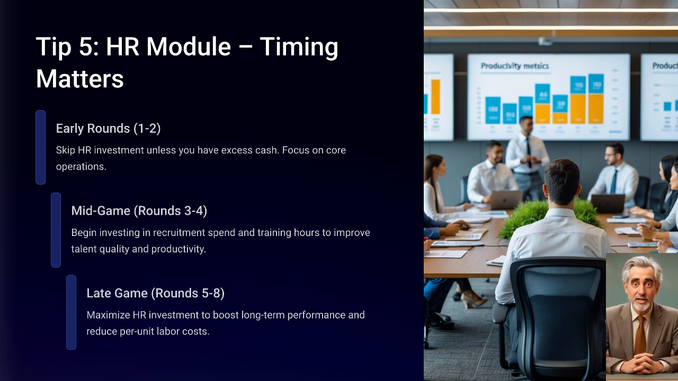Tip 5, HR module. Timing matters in early rounds. Skip HR investment unless you're flush with cash. From round 3 or 4 onward, start investing in recruitment spend. Better talent equals higher productivity, and training hours improve TQM and employee efficiency. Gradual HR investment boosts long-term performance and reduces per-unit labor costs.